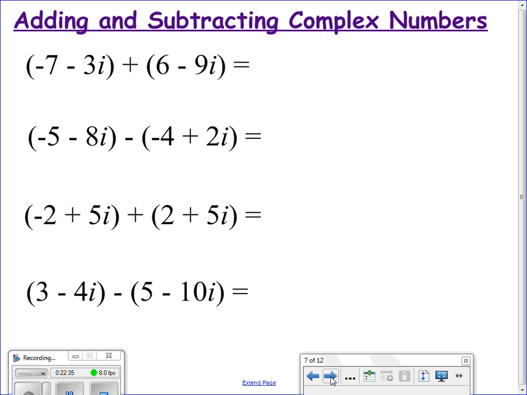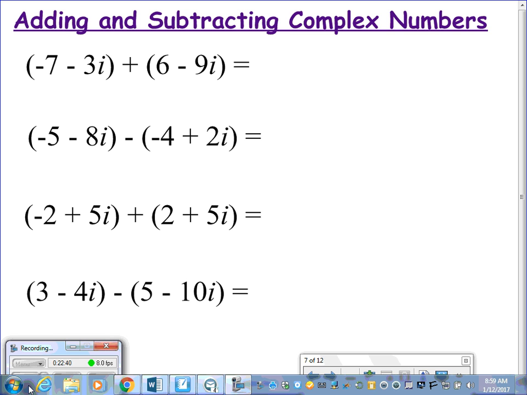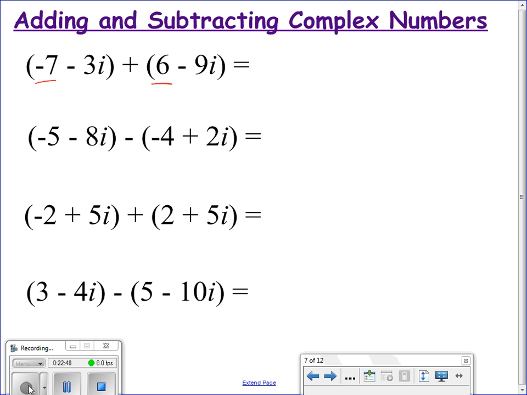Why don't you guys go ahead? There's 4 problems. Take a couple minutes, do all 4 for me. All right, so that first one, do the parentheses matter? No, it's just adding. I don't have to worry about them. So like terms, -7 plus 6 is -1, -3i minus 9i is -12i. And we're done.